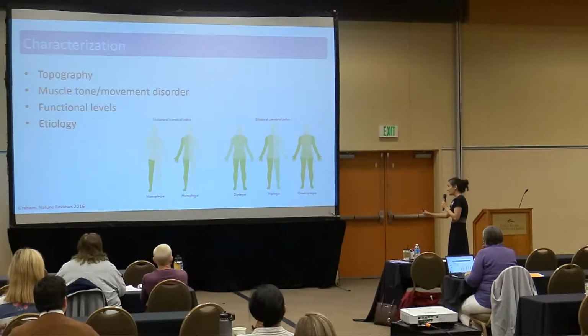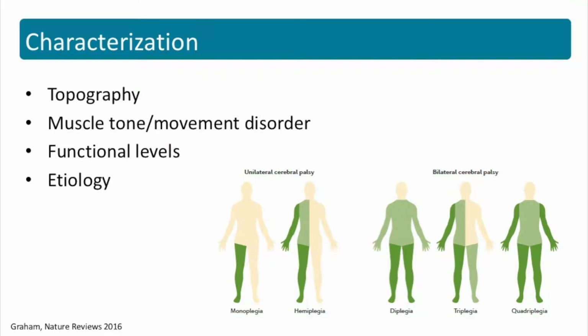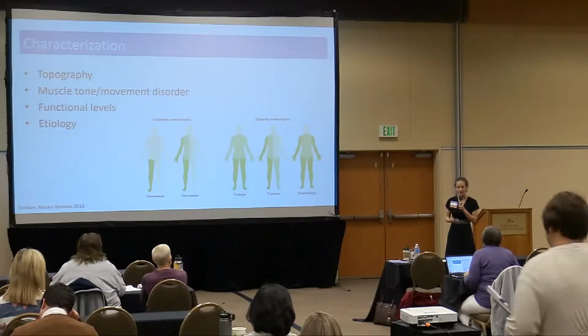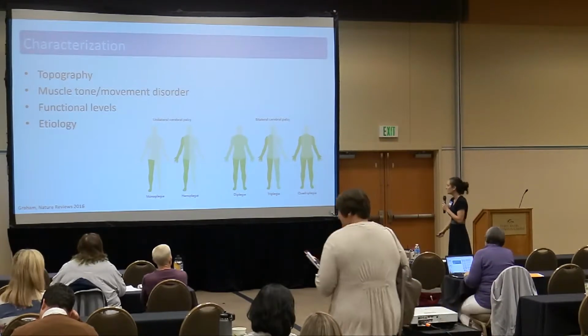We characterize these kids also by their type of muscle tone or movement disorder, whether they have spasticity, dystonia, their functional levels, and that includes gross motor function, fine motor function, their swallowing, their communication, and then their etiology. So there are many different causes for CP, so prematurity, traumatic brain injury, infection, all sorts of reasons. And the reason why is these kids sometimes look different depending on what their etiology is.